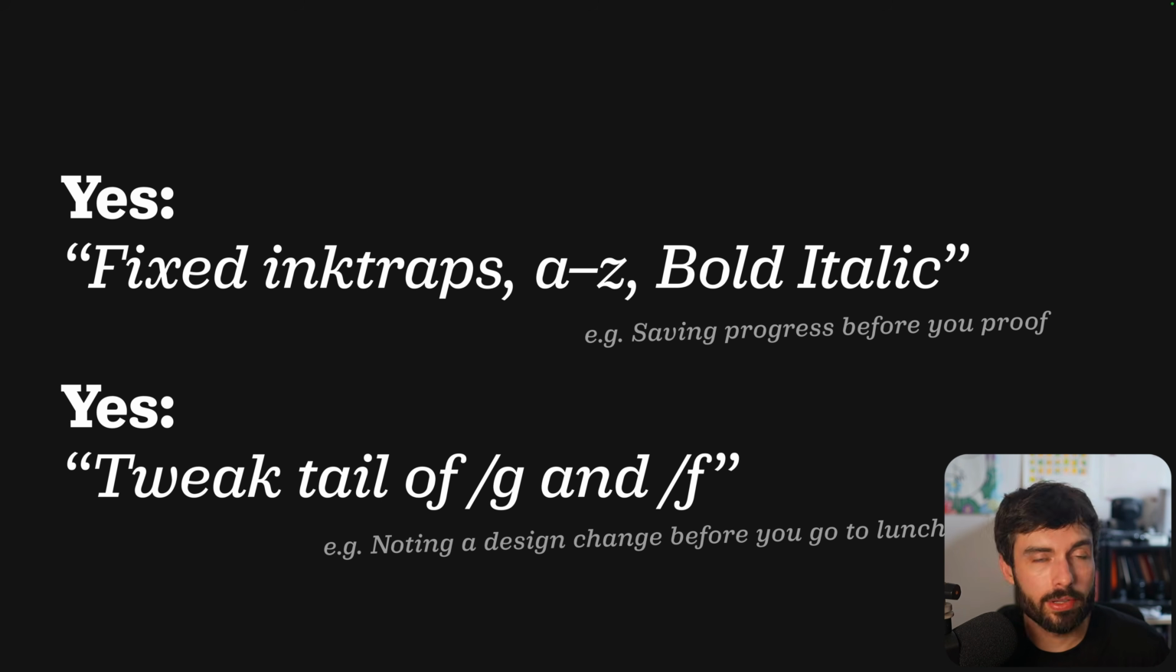The way I commit varies a lot based on the context, but maybe I'm making a visual change to the lowercase or some set of glyphs. I'll basically make a note of that, like I fixed the ink traps in A to Z in the bold italic style. Git is recording the files that you have changed, so it might not always be necessary to say what you changed in the commit message, but at the same time, it can be handy sometimes. You could also say a smaller change, like I tweaked the tail of G and F. Maybe you did that in all of the sources or masters of a whole project.